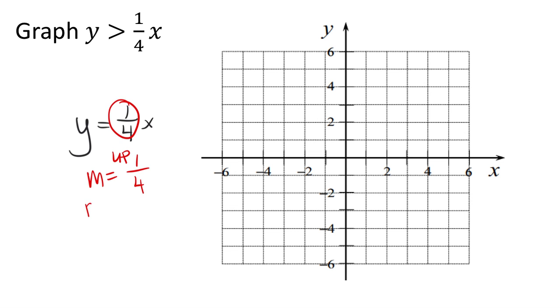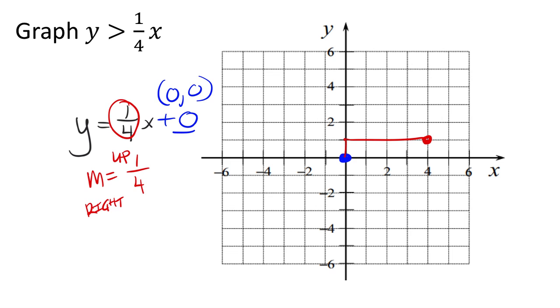That's my rise. And then the 4 is positive as well, so we're going to go to the right 4 from the y-intercept, which is not being shown, but it's there. It's a plus 0, so my y-intercept actually ends up being (0, 0), the y value being 0 right there, which is right at the origin. So I put my point at the origin.